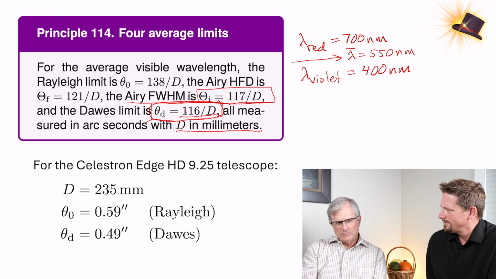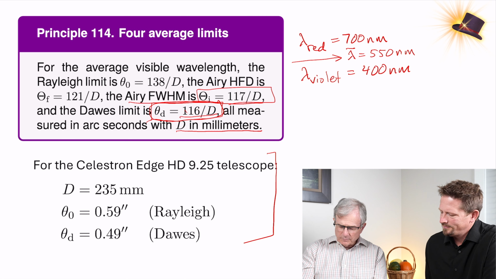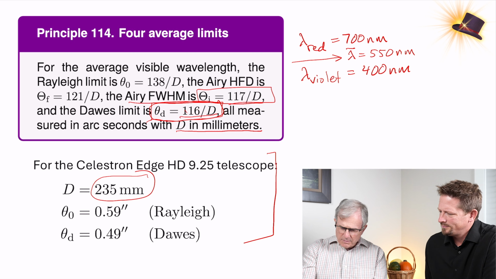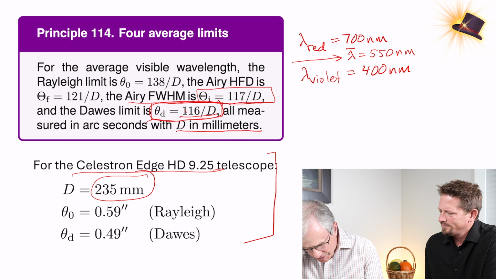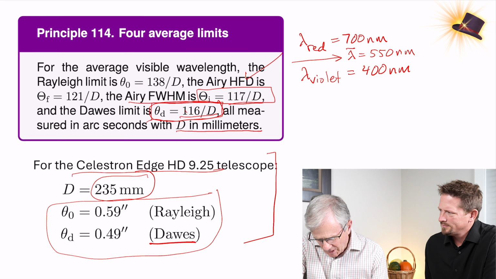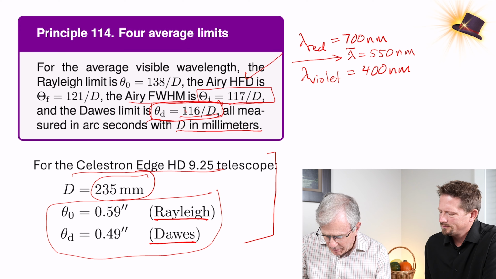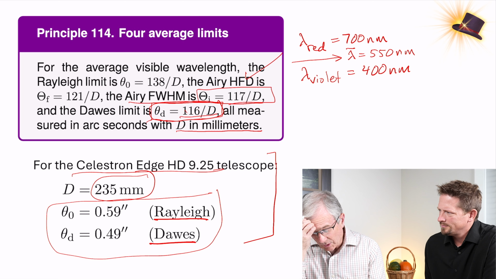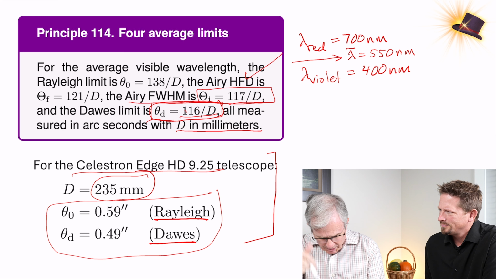So this is taken right off of, I plugged the aperture of our Celestron Edge HD 9.25 into these equations up here, and I got these results for the Rayleigh and Dawes limits. And clearly the Dawes limit is stricter than the Rayleigh limit, but the Rayleigh limit is also used a lot. I think I took these values off the Gina Astro website, and that's how to get them if you want to get them yourself.